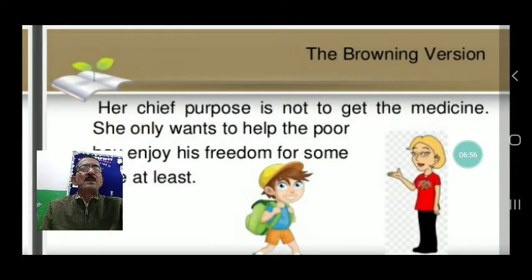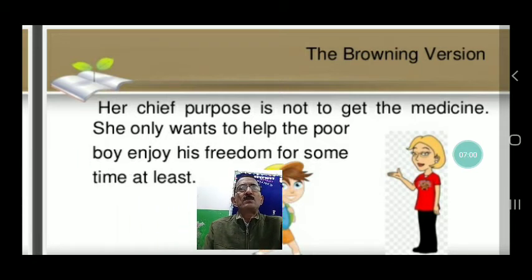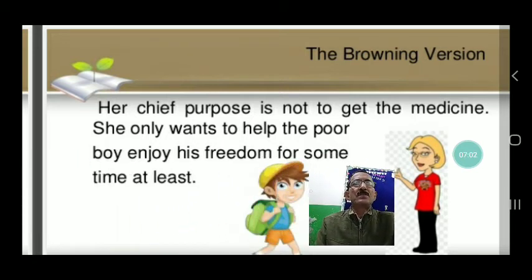Her chief purpose is not to get the medicine. She only wants to help the poor boy enjoy his freedom for some time at least. She favors such children who are so much suppressed by what the teacher tells them to do. So here she wants to release his tension for some time.